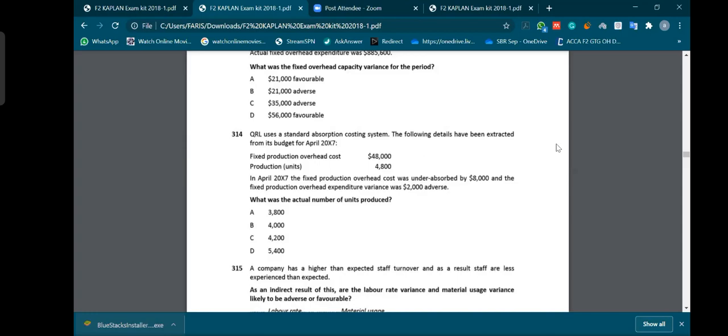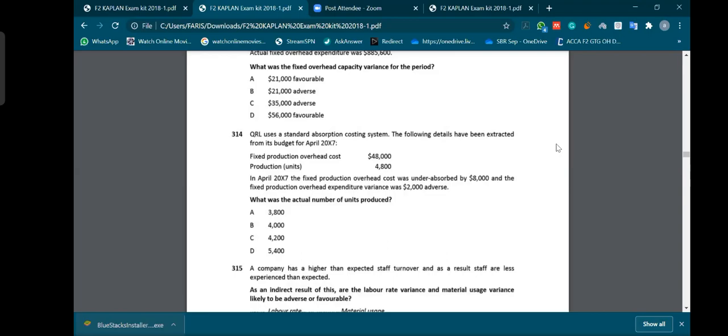Then $42,000 divided by $10 per unit, because you know that your OAR is $10: 48,000 divided by 4,800, your budgeted overhead per unit is $10. So you are absorbing $42,000. 42,000 divided by 10 gives you 4,200. C should be the answer. I just made a mistake in the very beginning: I subtracted 48 minus 2 and made it 46. That's why the answer was wrong.